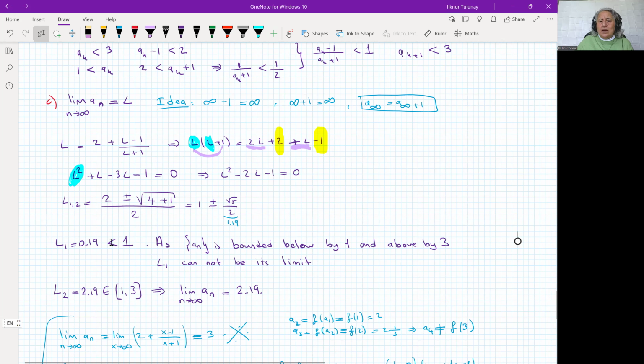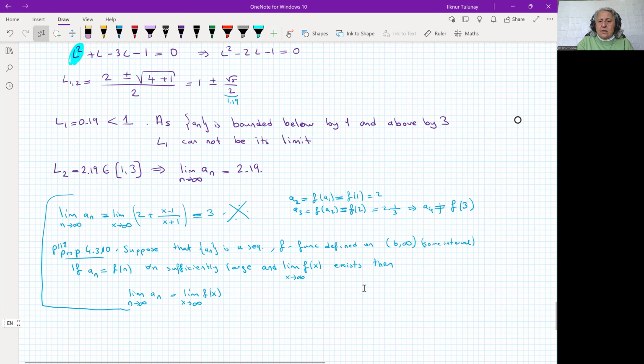So this cannot be the limit that we are searching for, because a_n is bounded below by 1 and bounded above by 3. So L1 cannot be the limit. So L2, which is around 2.41, is between 1 and 3, which is quite positive. So this number is our limit. So the limit as n goes to infinity of a_n is about 2.41.